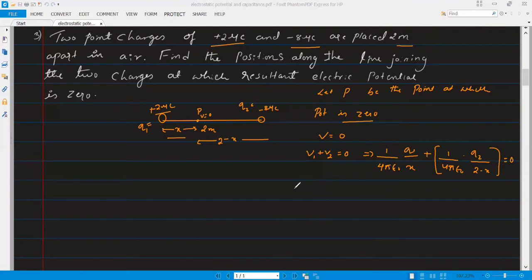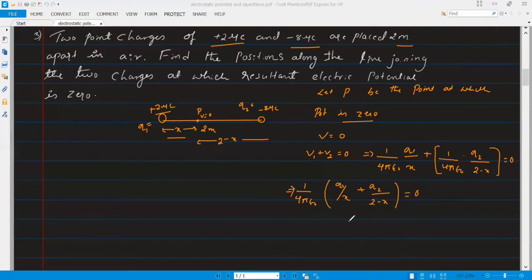Let me write this as 1 by 4 pi epsilon naught common here, and inside this I will write q1 divided by x plus q2 divided by 2 minus x. This whole is equal to 0.